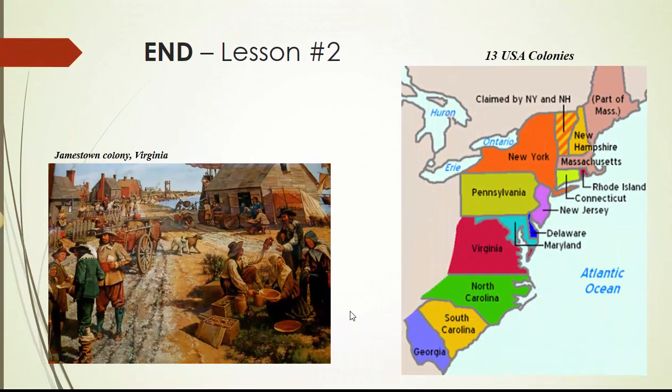Congratulations! You've reached the end of Lesson 2, the 13 United States colonies.